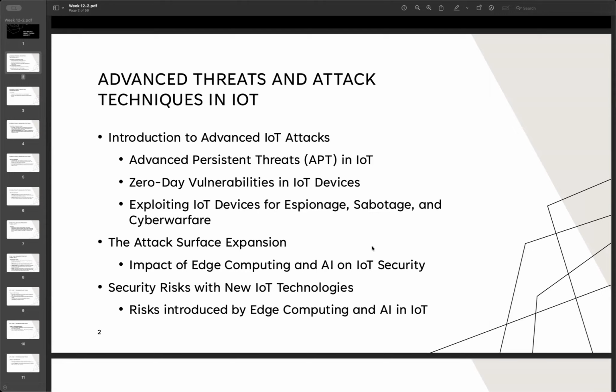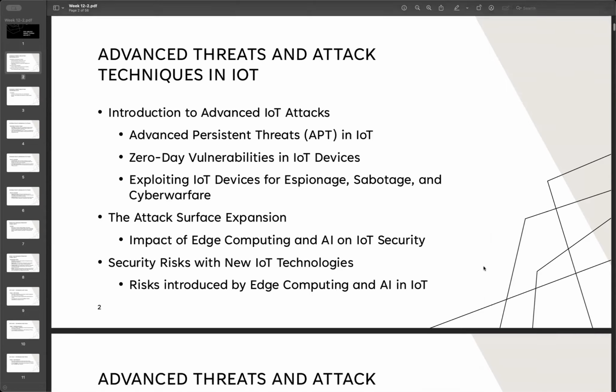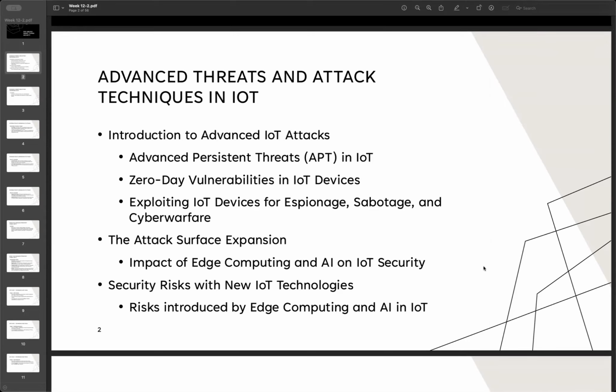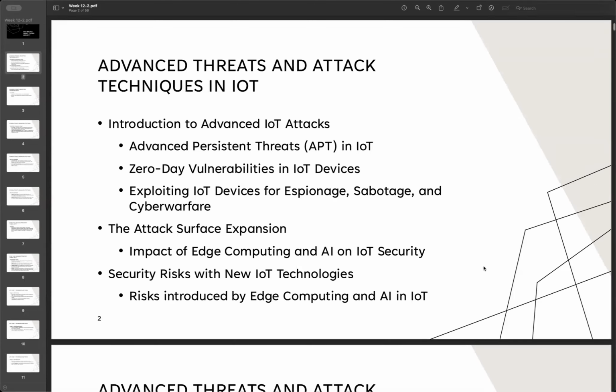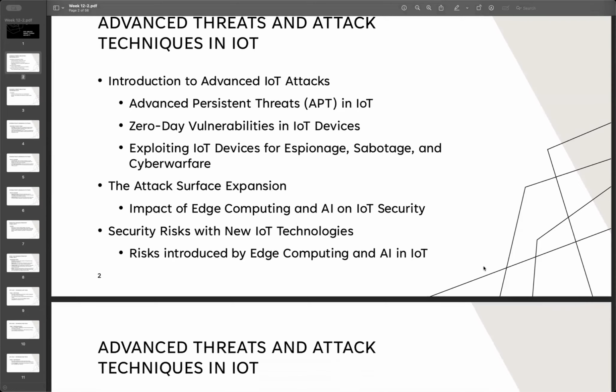We'll talk about impact, extending a little bit to edge computing or AI, when we talked about AI before. Then we'll move on to some security risks of new IoT technology, so we are going to introduce especially edge computing.